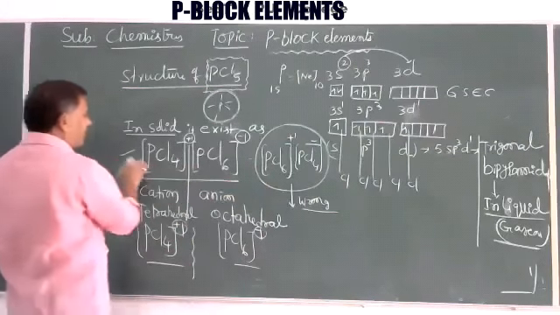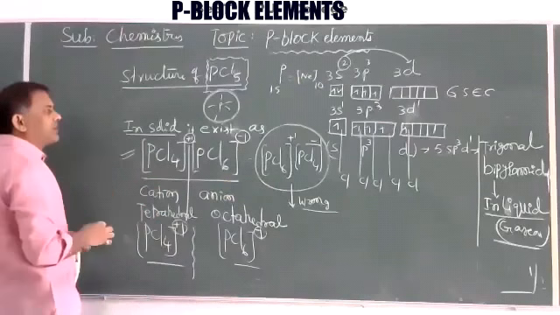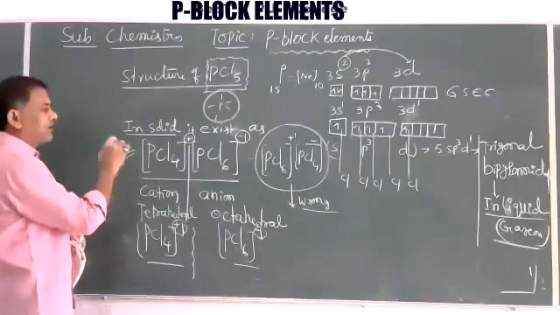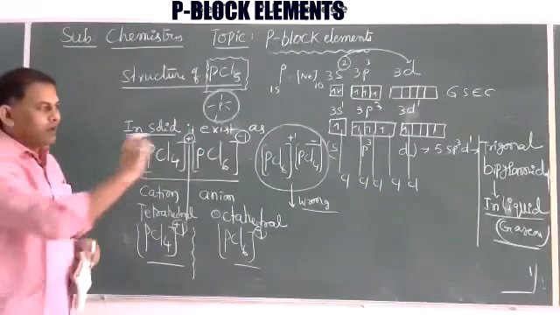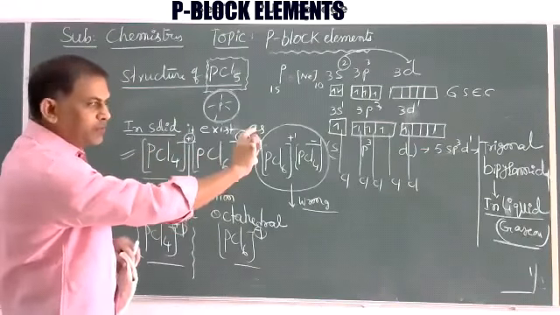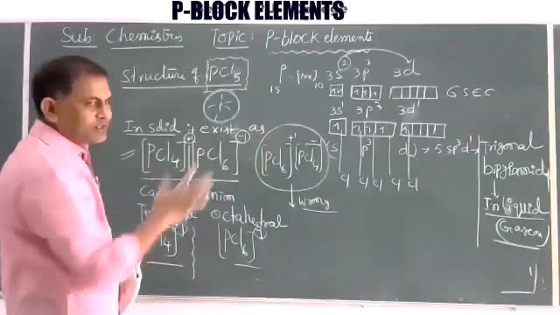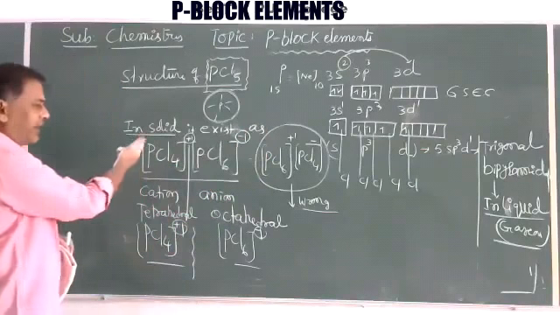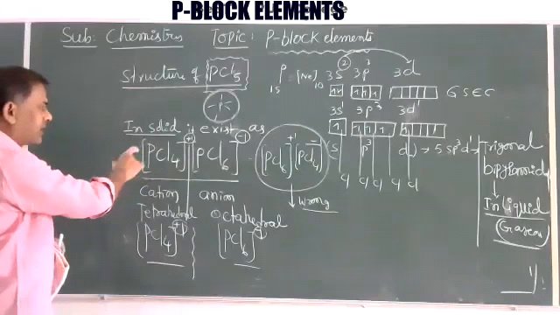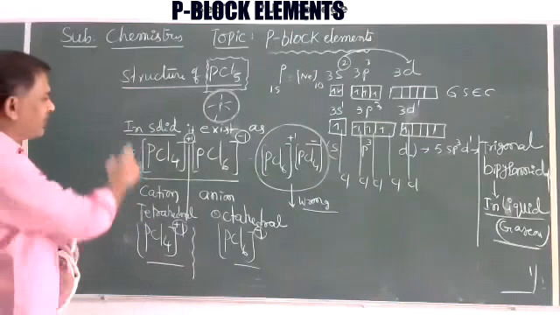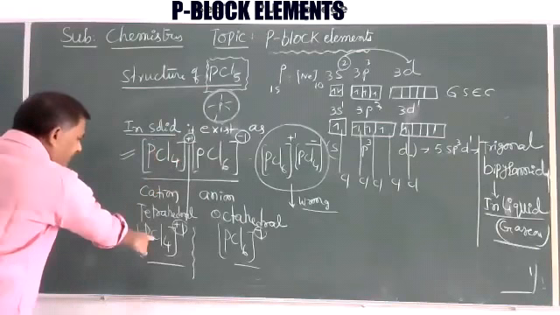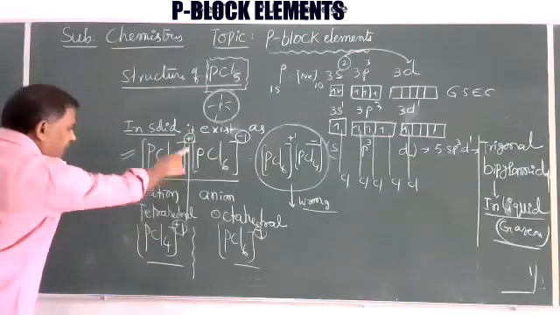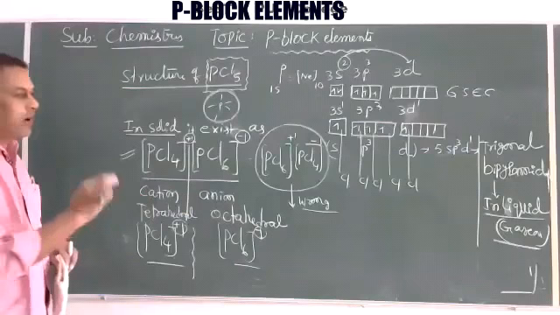Questions are asked a number of times based on this PCl5, on the solid state and the liquid or gaseous state. In liquid or gaseous state, it is trigonal bipyramidal with sp3d hybridization. Whereas in solid state, it exists as PCl4 and PCl6. One is the cationic form and the other is the anionic form. In cationic form, it is a tetrahedral shape. In anionic form, it is an octahedral shape.